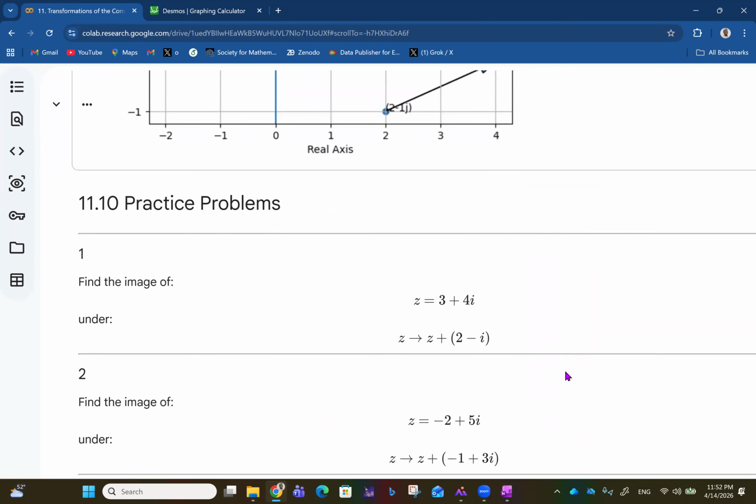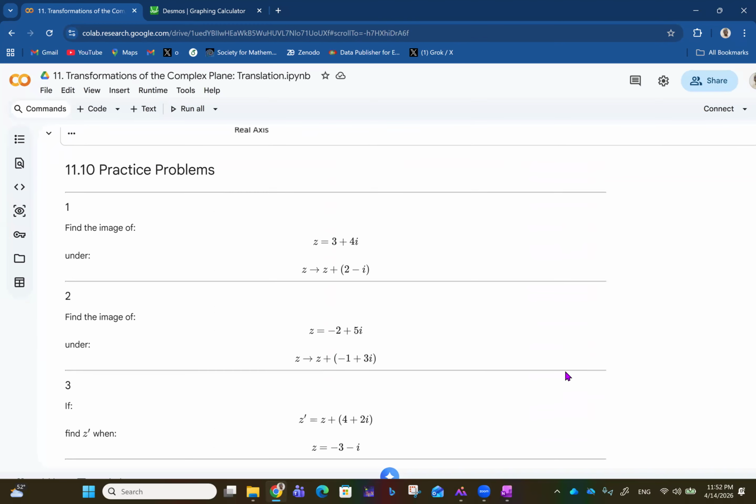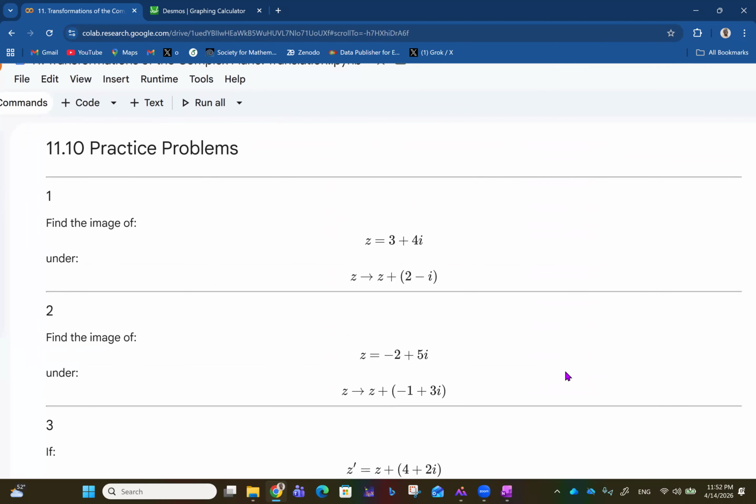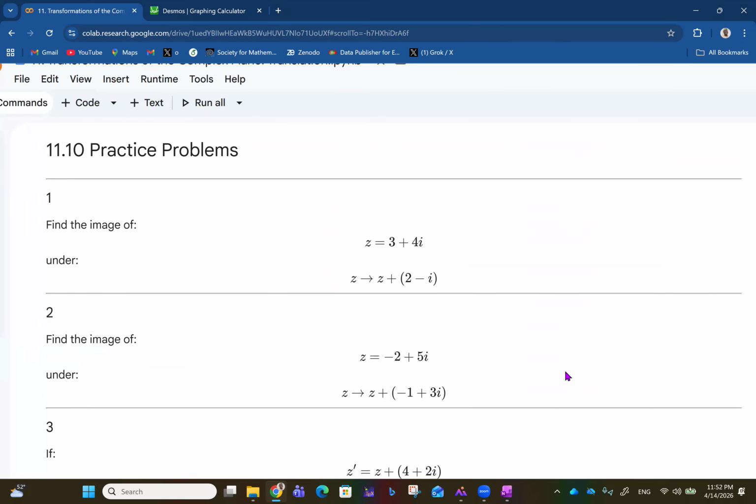So yeah, with that, we are done with that, but then we have practice problems. So I'm going to solve two of these practice problems, but let's go through the questions first. To find the image of z equals 3 plus 4i under z goes to z plus 2 minus i. Of course, that's simply going to be, just put up z here. So you're going to have 5 plus 3j. That'll be the image in that translation.